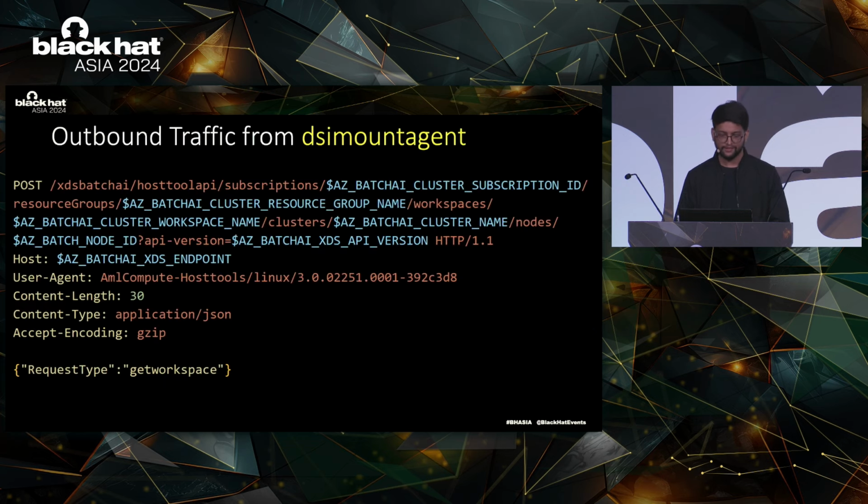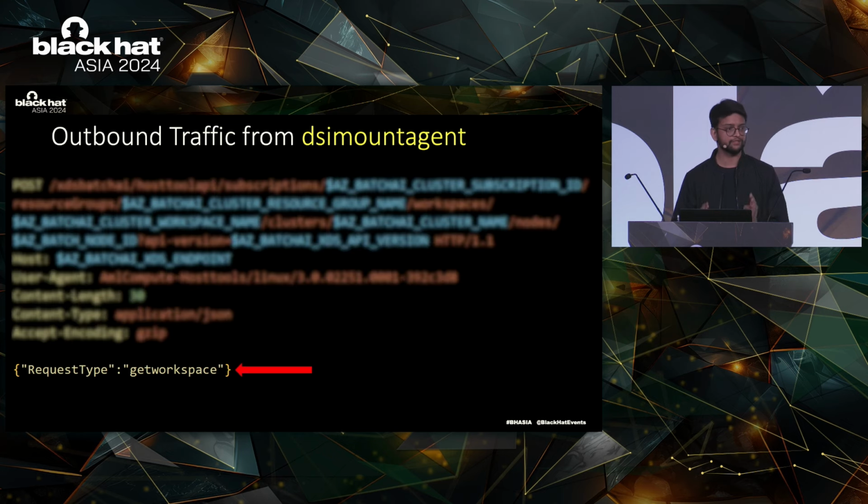What do we get? So eventually, the post request, like the outbound traffic, looks something like this. So we are not concerned about the post request or the headers and all. We'll just focus on the request body, because from here onwards, the certificates are the same, the endpoint is the same, the URI is the same. So yeah, let's see what is the response for request type get workspace.